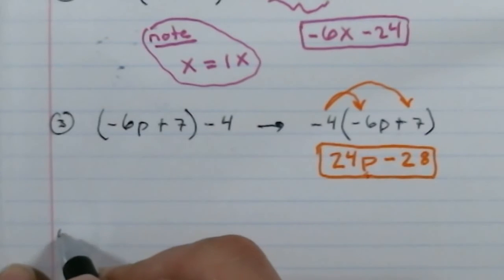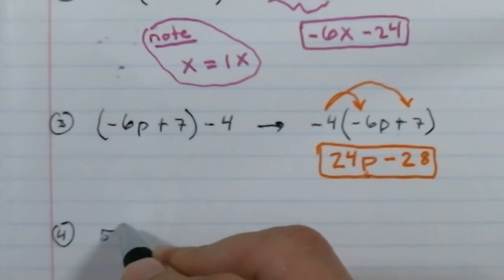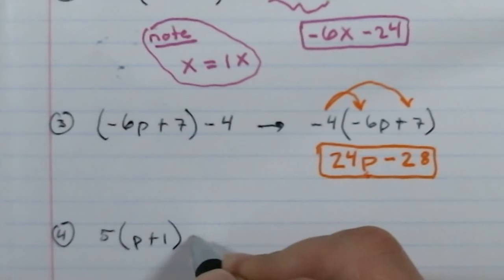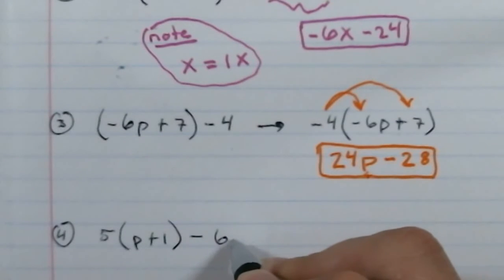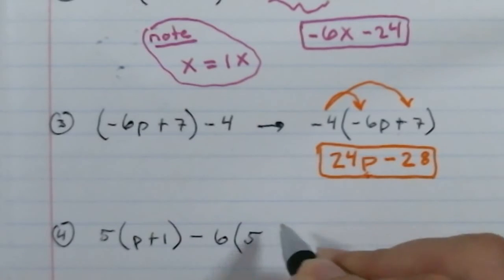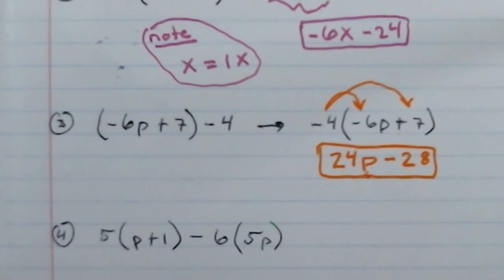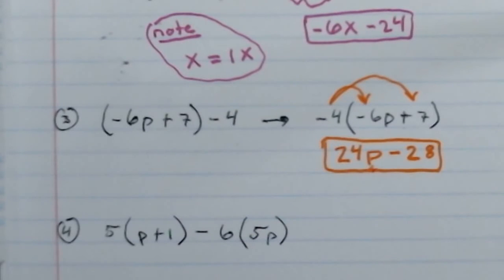So let's do number 4. Let's try a little bit bigger one, to make this a bit more useful. So 5 times p plus 1, close, minus 6 times 5p. So a little bit more challenging for you because you got to see some variety of these.